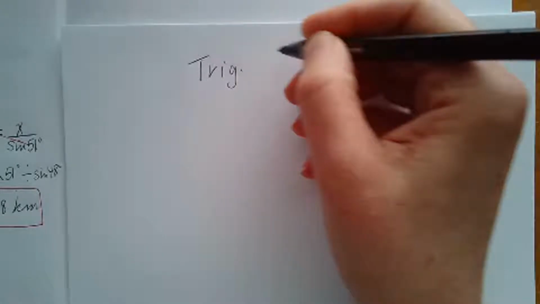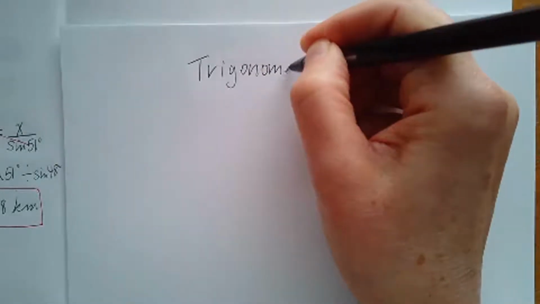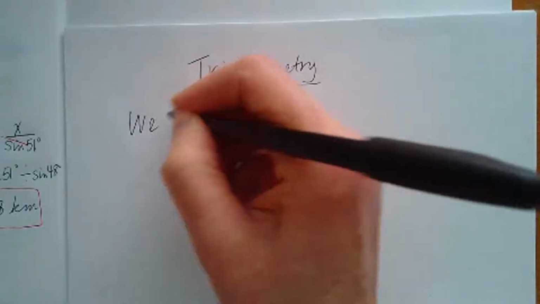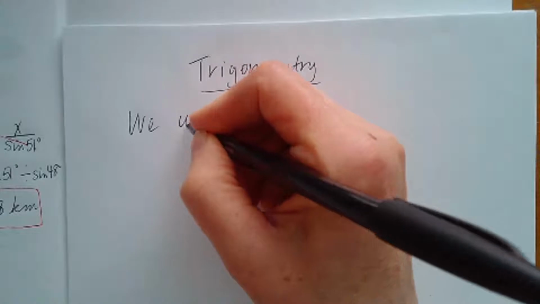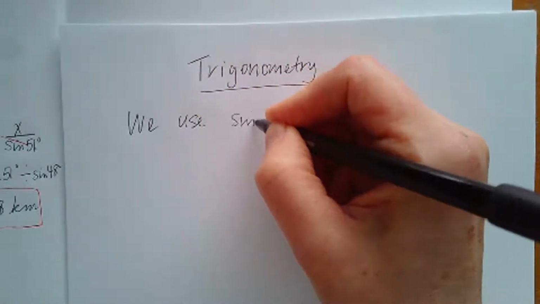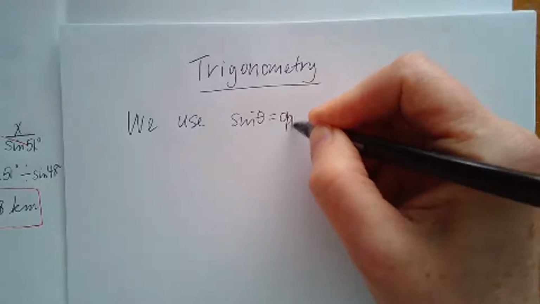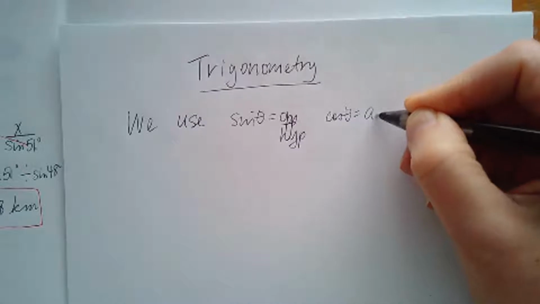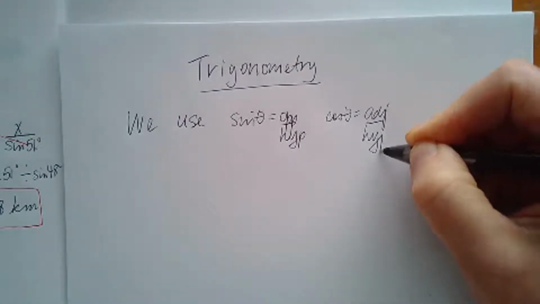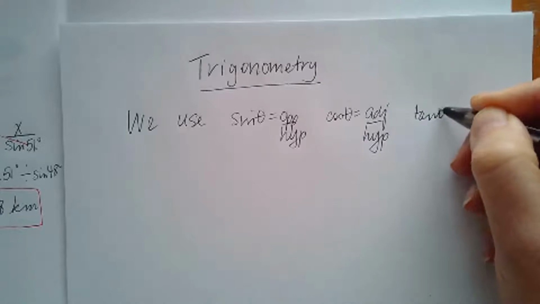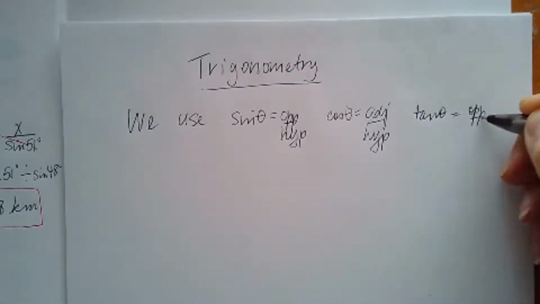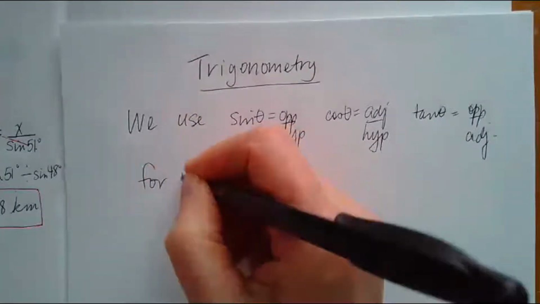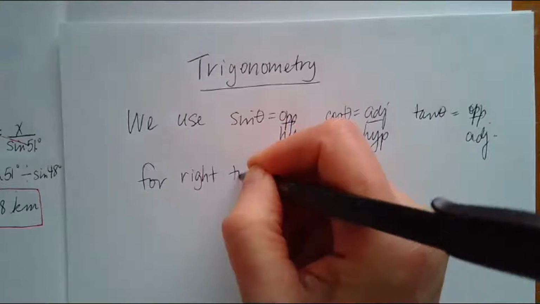I'm just going to cover this up. What you learned in grade 11, and we reviewed at the beginning: we use sine theta equals opposite over hypotenuse, cos theta equals adjacent over hypotenuse, and tan theta equals opposite over adjacent. Okay, we use those for right triangles only.